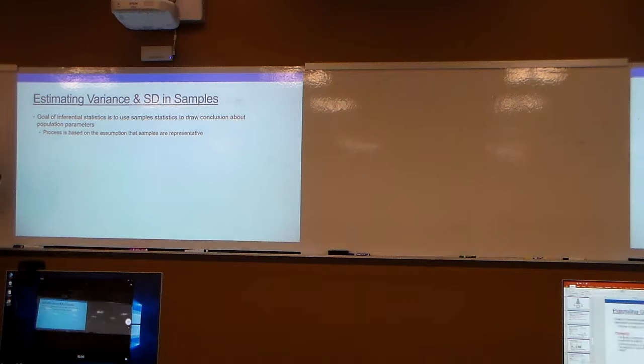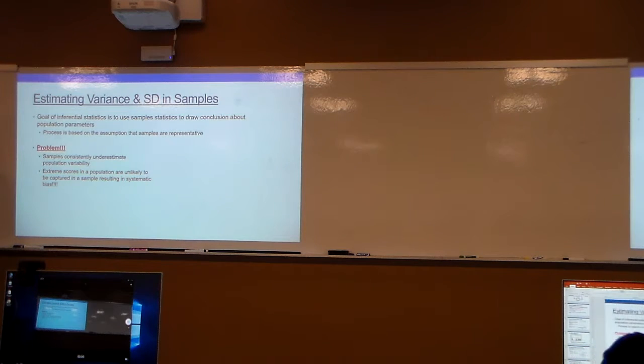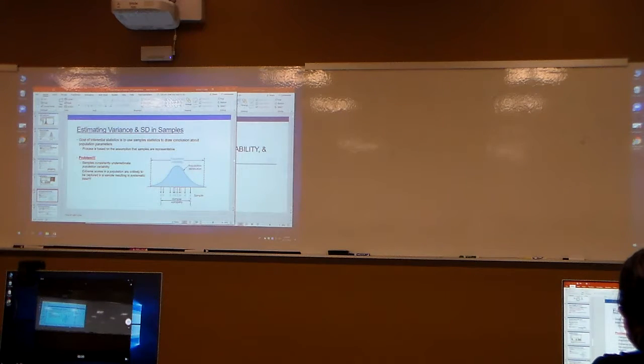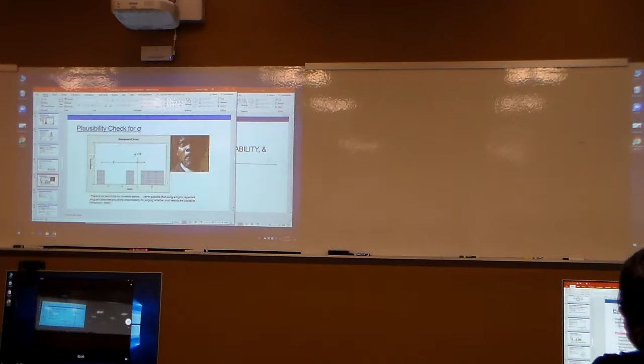So what we need to do is calculate statistics based on samples and use that to infer something about the corresponding population parameters, okay? This whole process is based on the assumption that our samples are representative, okay? This is very, very important. I thought I underlined this at some point. Okay, well, yes I did, because it's very important.